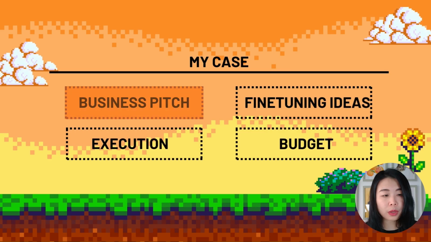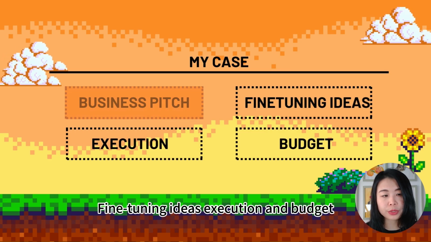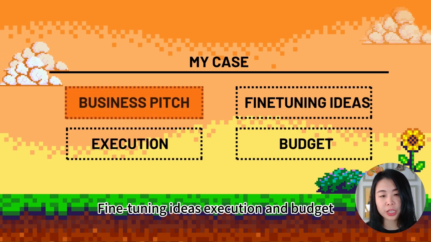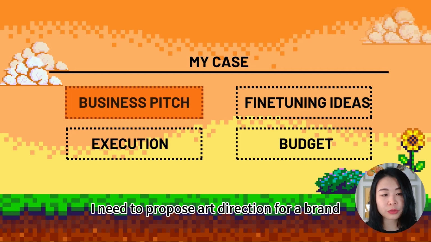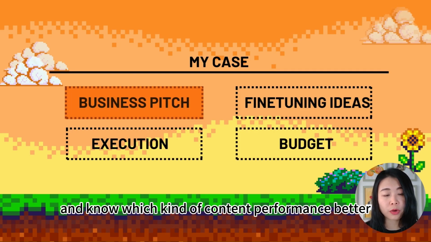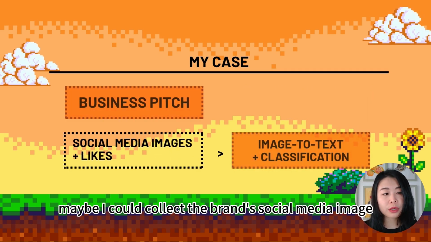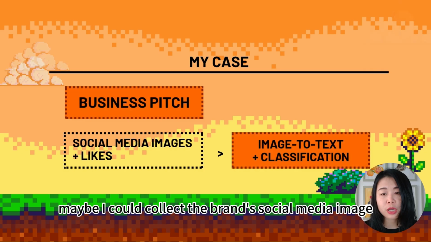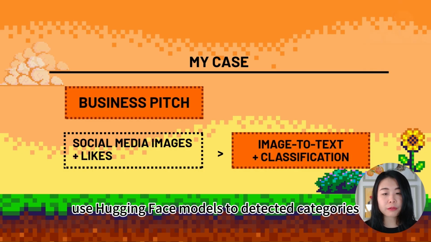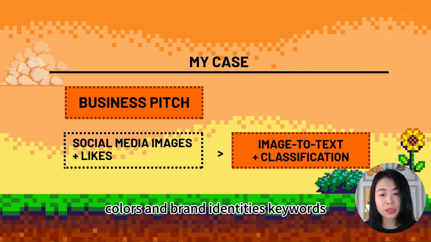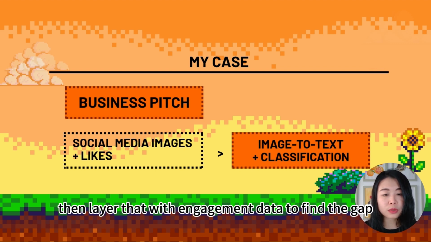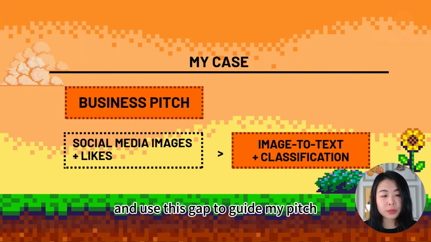Here was my case. My work involves business pitch, fine-tuning ideas, execution, and budget. I need to propose art direction for a brand and know which kind of content performs better for a business pitch. So I thought maybe I could collect the brand's social media images with their like counts, use Hugging Face models to detect categories, colors, and brand identity keywords, then layer that with the engagement data to find the gap, and use this gap to support my pitch.